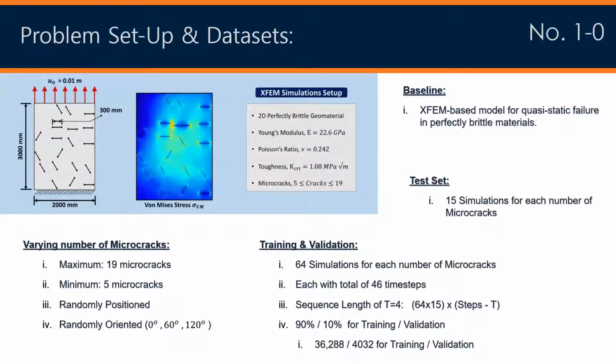So for gathering the training data set, we made use of the extended finite element method. Basically, we used a 2D perfectly brittle material with these material properties here.